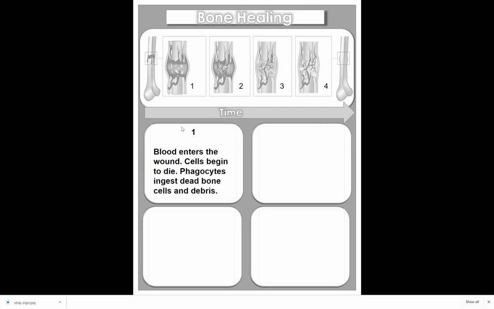The cells of the bone begin to die, the ones that have been broken, and then special cells called phagocytes will eat those dead bone cells and all the debris, just the garbage that's in there that needs to get away. Now, the reason blood enters the wound is because, remember, the blood brings nutrients and oxygen to the cells. And so by having blood go in there, it's able to dump in some nutrients that can help heal the bone and also oxygen for the cells to remain alive.